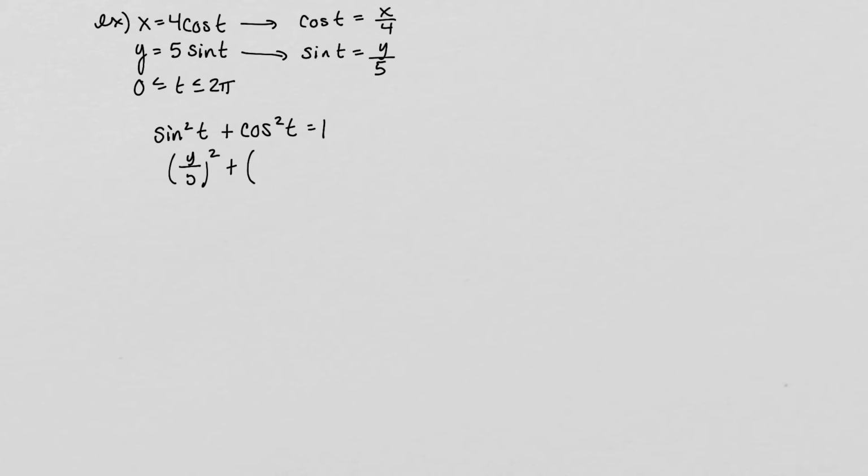So y over 5 squared plus x over 4 squared equals 1. Aiden tried to help me out here and let me know that it was a y. So I've got y squared over 25 plus x squared over 16 equals 1. Does anybody remember from Math 127? I just taught this yesterday to my class. Yeah, that's an ellipse, right?